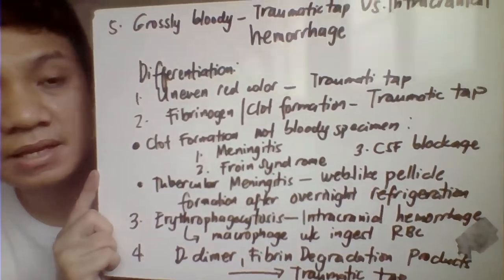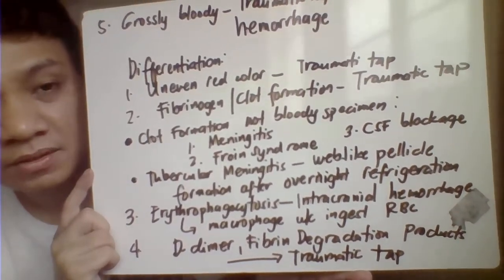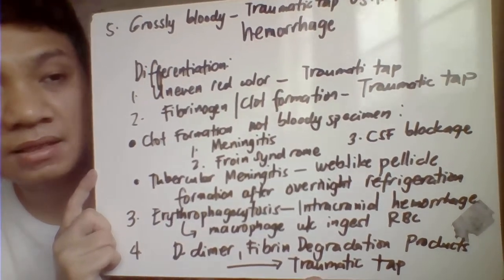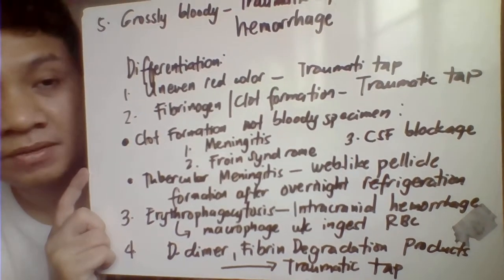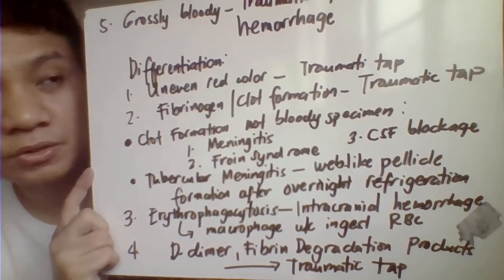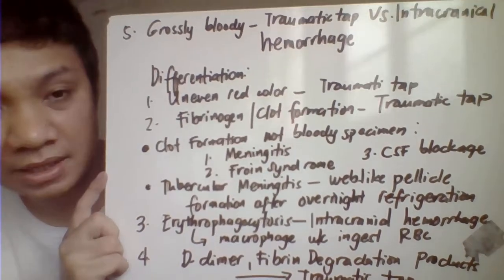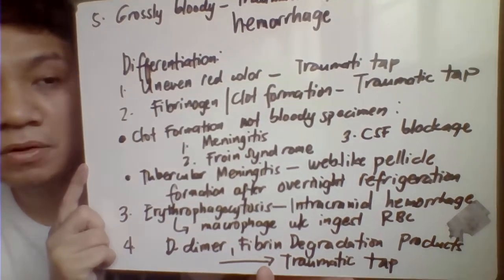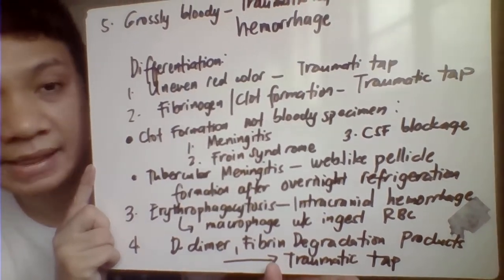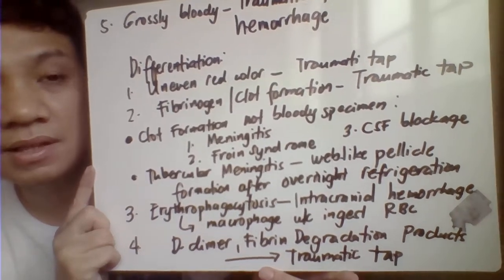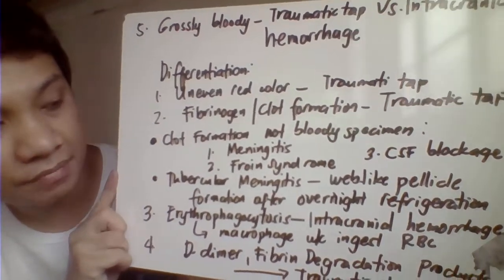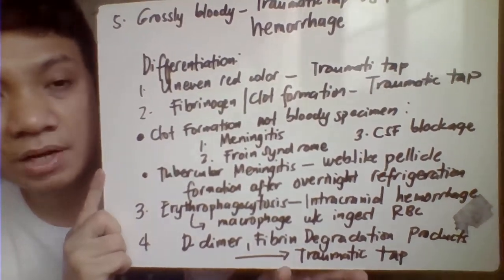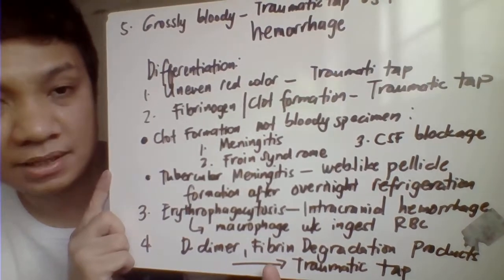Number 1, we have the uneven color of the 3 tubes. Uneven color means the first tube is the darkest red, followed by a fainter red up to tube number 3. That means it is a traumatic tap. But if the specimen is even, so tubes 1, 2, and 3 are all red with the same intensity of redness, then that's an intracranial hemorrhage. The second one is fibrinogen, or clot formation. Fibrinogen is introduced when you perform a traumatic tap.